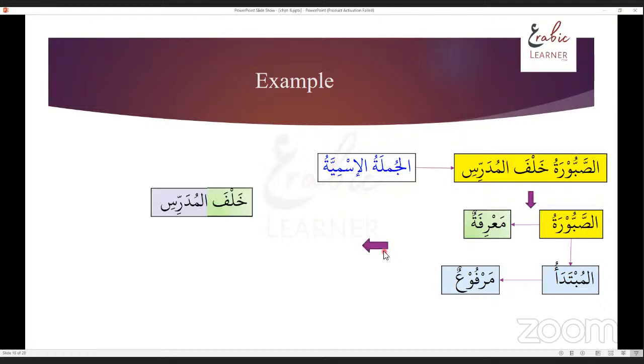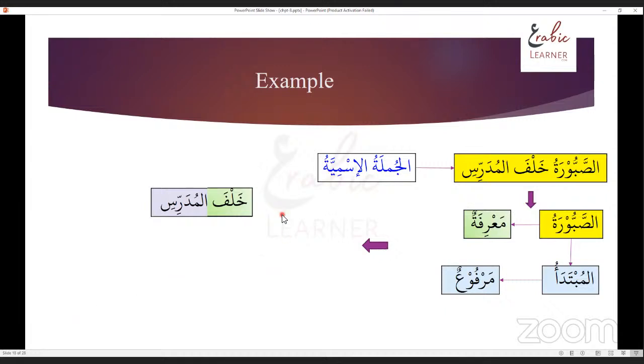Khalfa al-mudarrisi. Now, anyone would like to answer me in the chat window? How many types of khabar have you learned until now? Three. Okay, what are those? Zarf, good. Single word. And jar majroor. Good. So these are the three types of khabar.